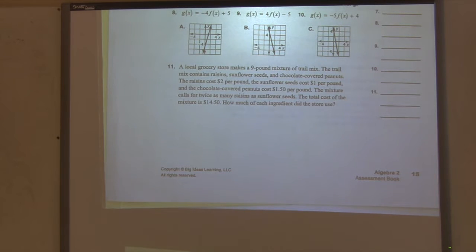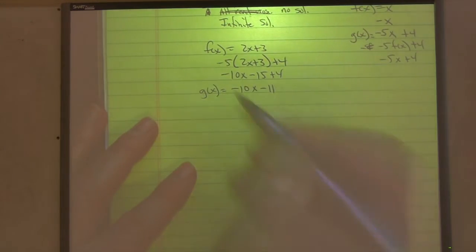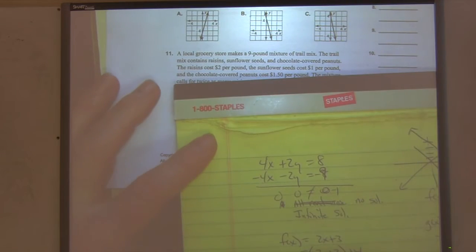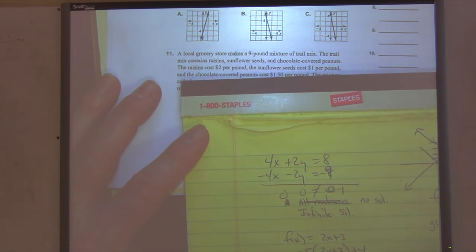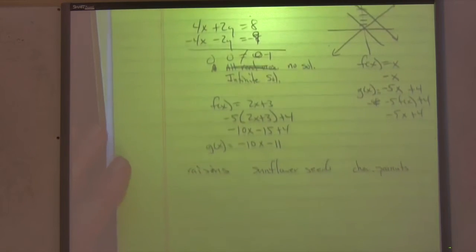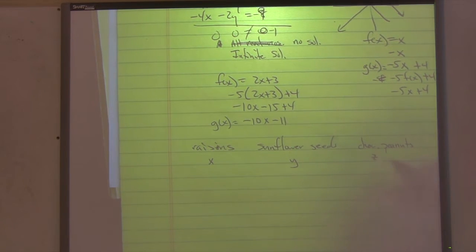So, I've read through the problem. Now I want to decide what I'm trying to find, which is how much of each ingredient did the store use. So I'm going to label these: we have raisins, we have sunflower seeds, and we have chocolate-covered peanuts. So I decided what values I'm looking for, and I just have to assign variables to this. So I'm just going to go x, y, and z.